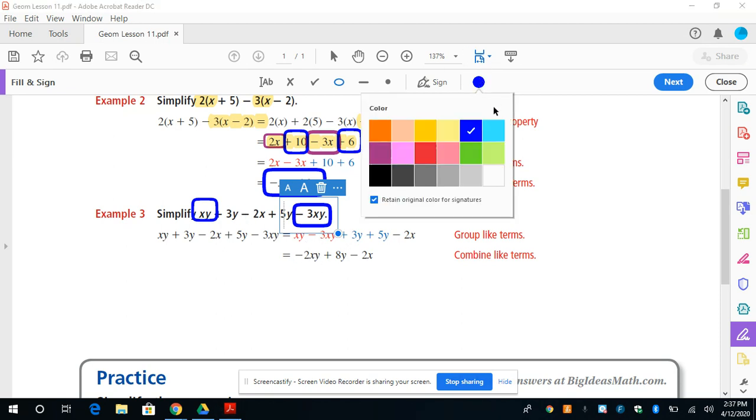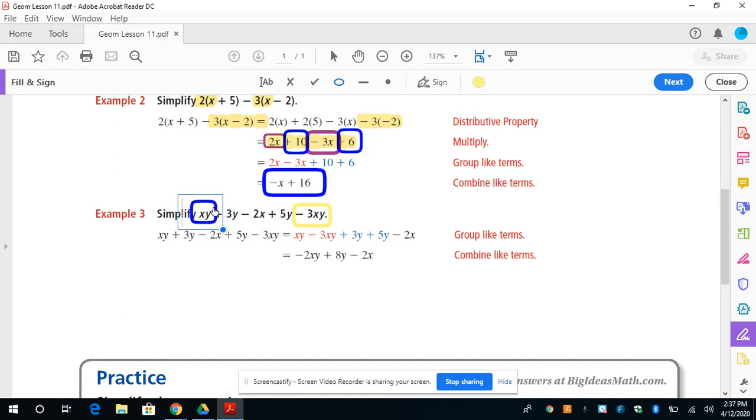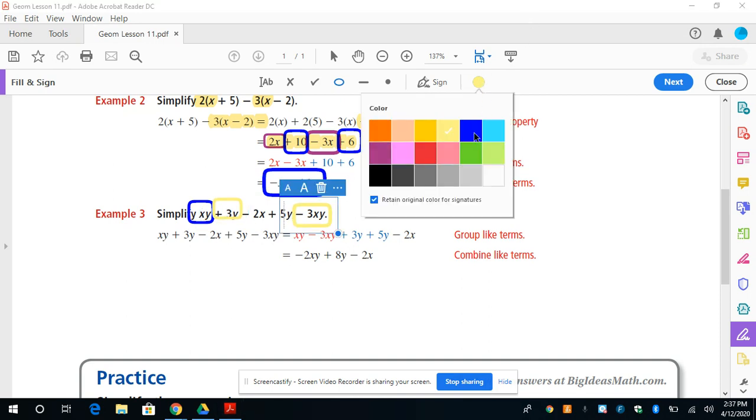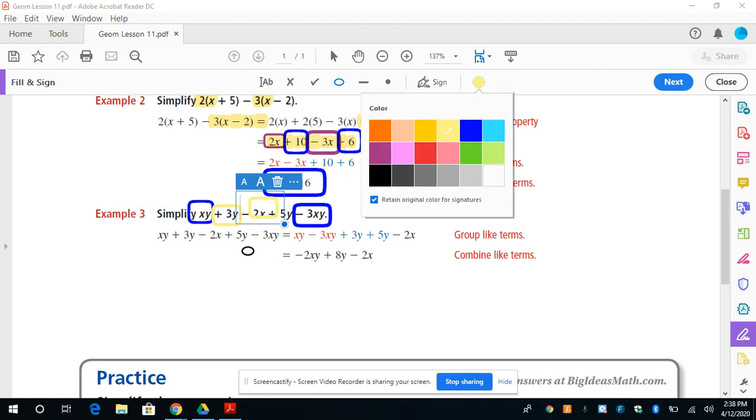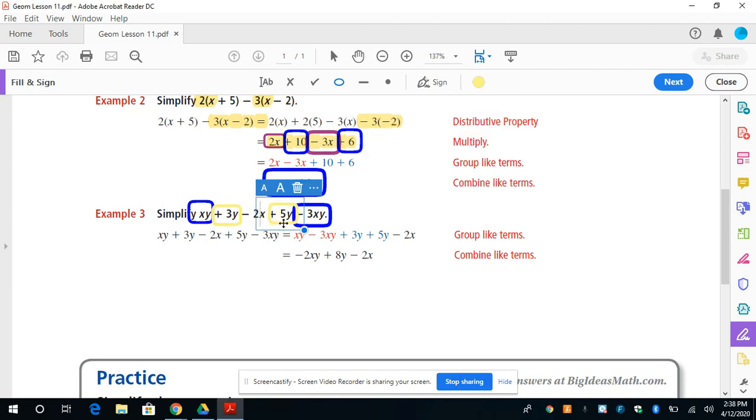All right, let's see what other like terms we have. So we have a plus 3y. So what can be combined with this one? This should be blue. Sorry, I'm still trying to figure this out. So we have a plus 3y. And what can be combined with the plus 3y? The plus 5y, which is over here. And let's change that to yellow so I don't get confused. So plus 3y and plus 5y makes 8y, which is down here at the bottom.